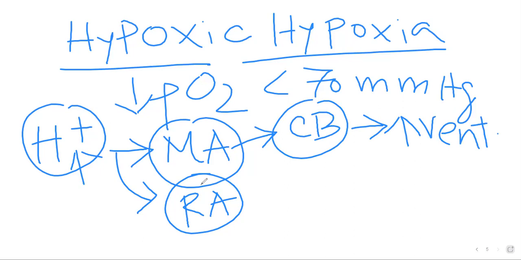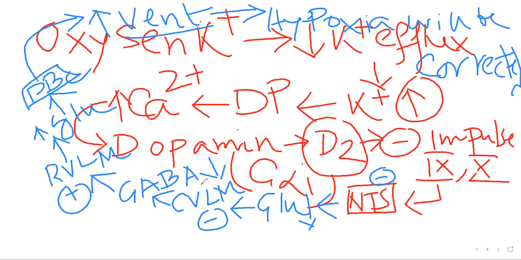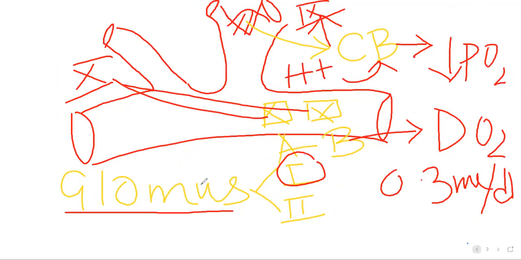Second is that in case of respiratory acidosis, not only is there an increase in the hydrogen ion concentration, but also an increase in the PCO2. So the increase in PCO2 also leads to some effect on the carotid body, but the major effect will occur in the central chemoreceptor. So how the central chemoreceptor works, that we need to understand here from the previous diagram.